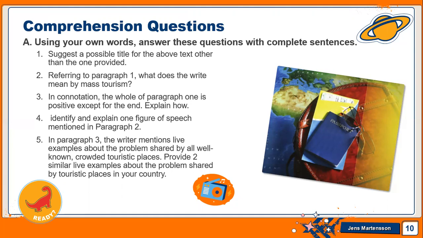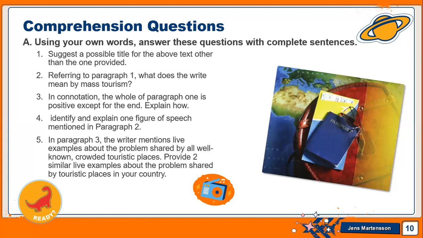In part A, using your own words, you will have to answer these questions with complete sentences. Question 1 asks you to suggest a possible title for the above text other than the one provided. And here the answers would vary. Question 2, referring to paragraph 1, what does the writer mean by mass tourism, which we already explained? I want you to refer to the text and try to find it again. Now I will tell you the answer. As we explained, mass tourism means that a great number of people are visiting the same place, and hence they will cause pollution or any other disadvantageous effect on these ancient places.